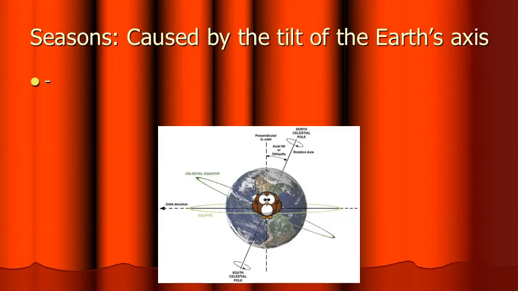Caused by the tilt of the Earth's axis. So in other words, what that means is that because the Earth is sort of tilted, as you can see in this picture, sometimes we in the northern hemisphere in the United States are kind of tilted away from the sun, and sometimes we are tilted more towards the sun. And this tilt is a 23.5 degree angle from sort of straight up from the plane of the orbit of the planets.